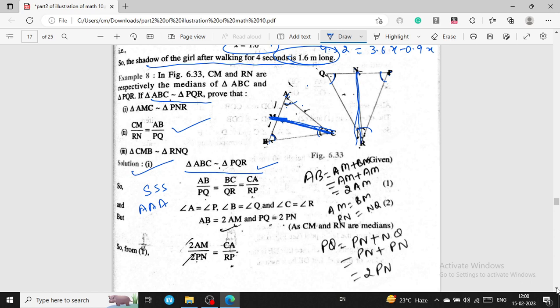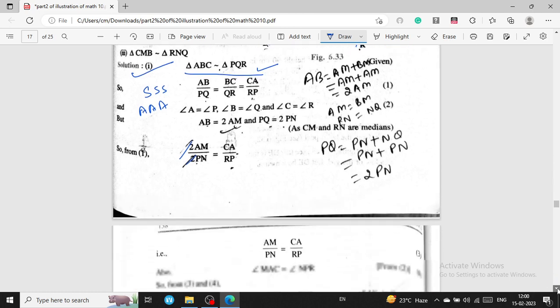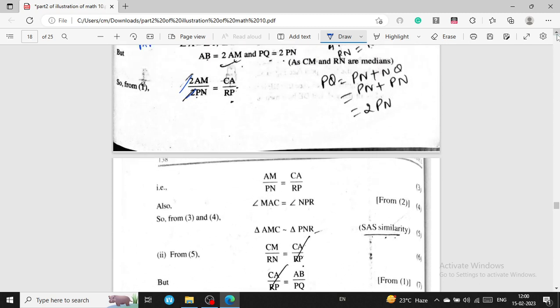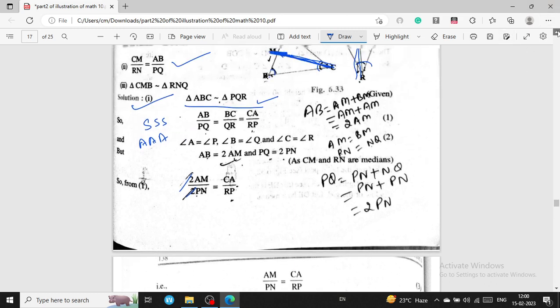CA over PR, and 2 cuts with 2, and now you can find AM over PN is equal to CA over RP. Angle MAC is equal to angle NPR. MAC is equal to NPR.